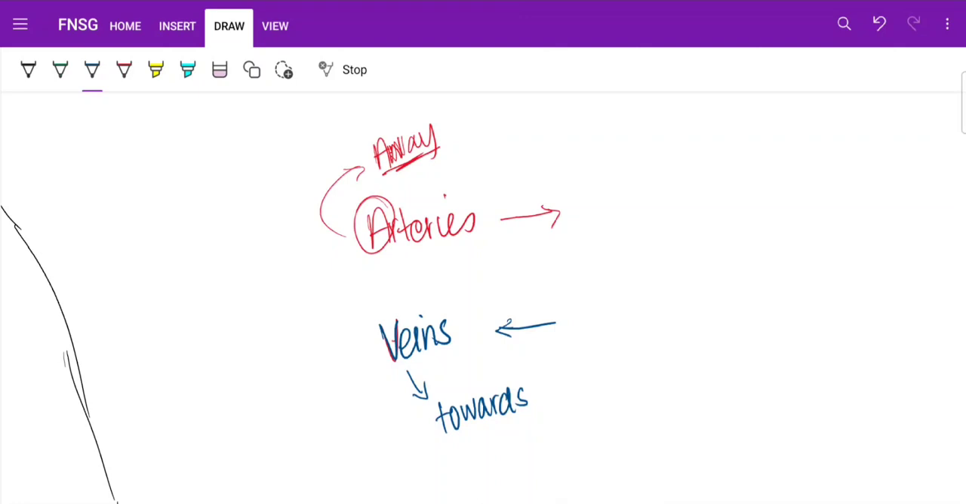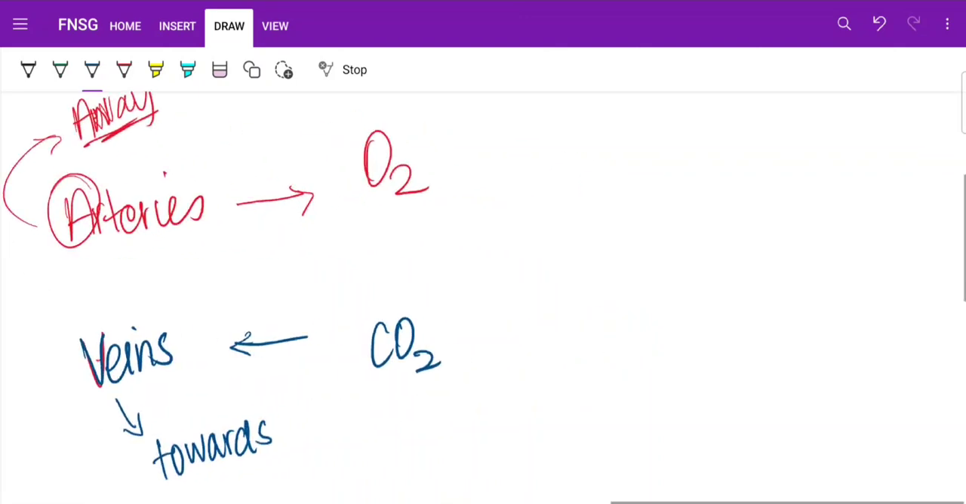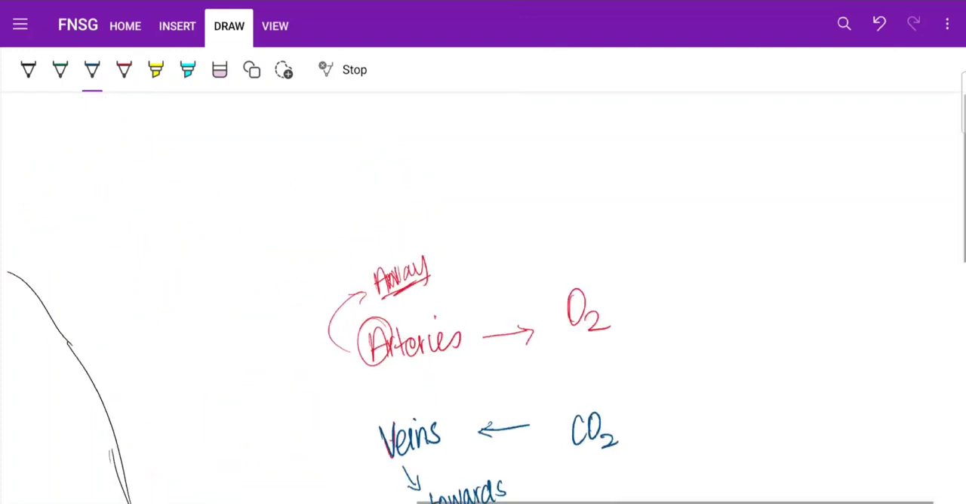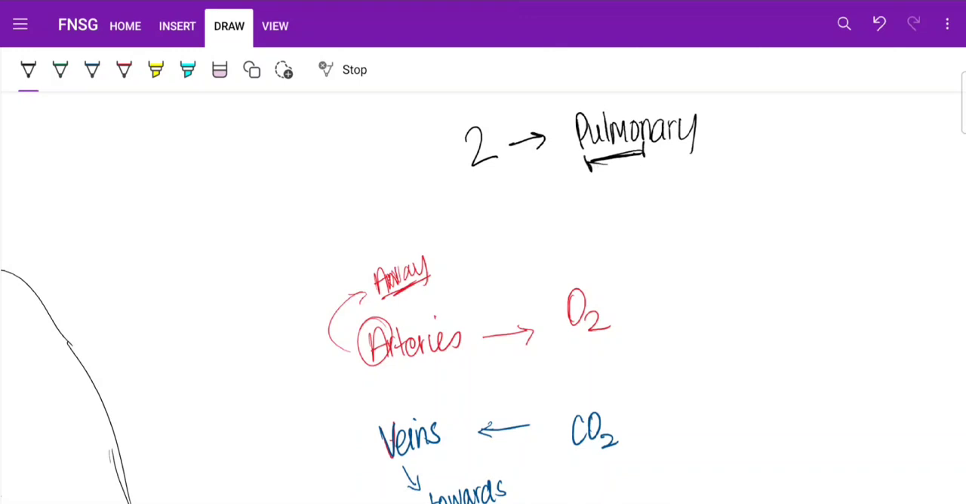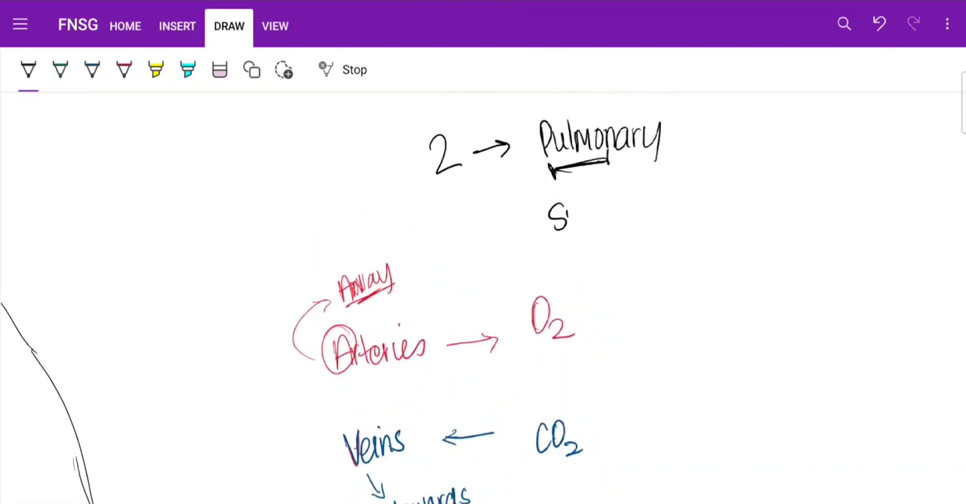Now, there's a difference with what they carry, though. Generally, arteries will carry oxygenated or oxygen-rich blood, so blood that's full of oxygen, and veins will generally carry blood that doesn't have so much oxygen, so it's carbon dioxide rich. However, when we're talking about the lungs, that's the pulmonary circulatory system. I didn't go into that part. We have 2 circulatory systems. We have the pulmonary, pulmon means lungs, and we have the systemic.